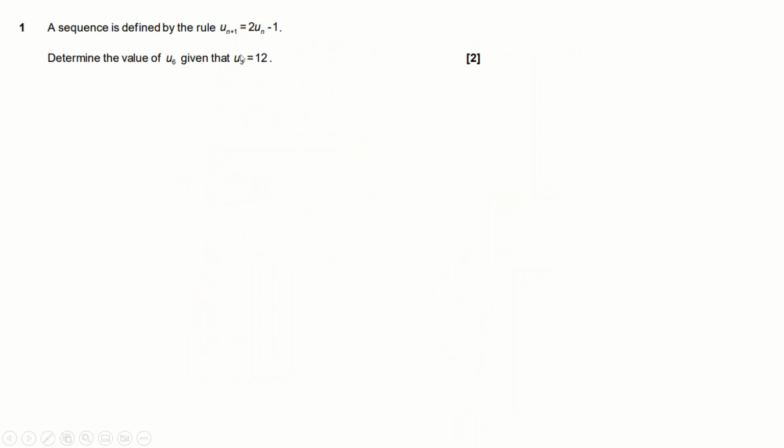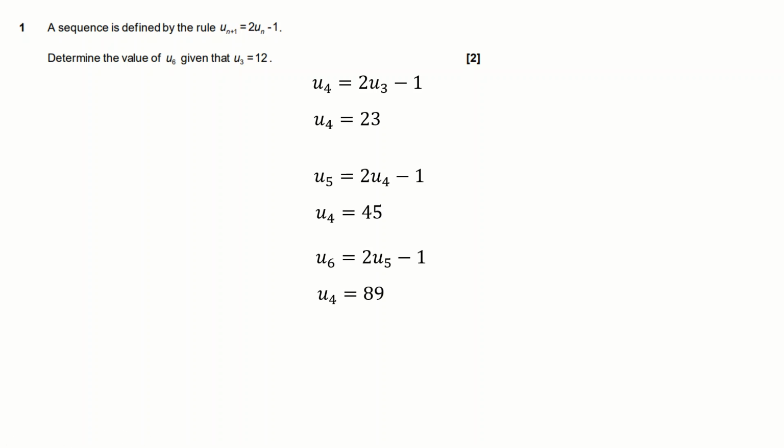This is just an iterative formula. You put in U3 into here to get U4 out, so you just do the next one equals 2 times the previous one minus 1. 2 times 12 minus 1 is 23. And then you just do it again. You put in 23 into the thing, 2 times 23 minus 1 gives you 45. And then the next one again, you get a 9, 2 free marks.